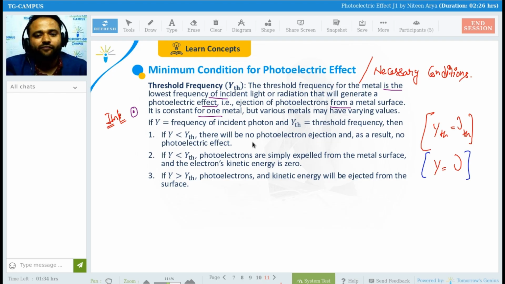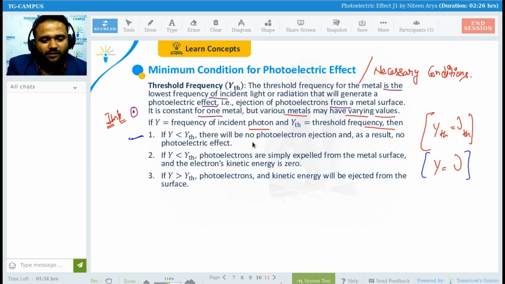Got it, beta? So that is fixed. It is constant for one metal, but various metals have varying values. Obviously, that is fixed. Different materials have different threshold frequency, ν_th. If ν, the frequency of the incident photon, is less than ν_th, then obviously photoelectron ejection is not going to occur, and the photoelectric effect is not going to be visualized. So that is again important.